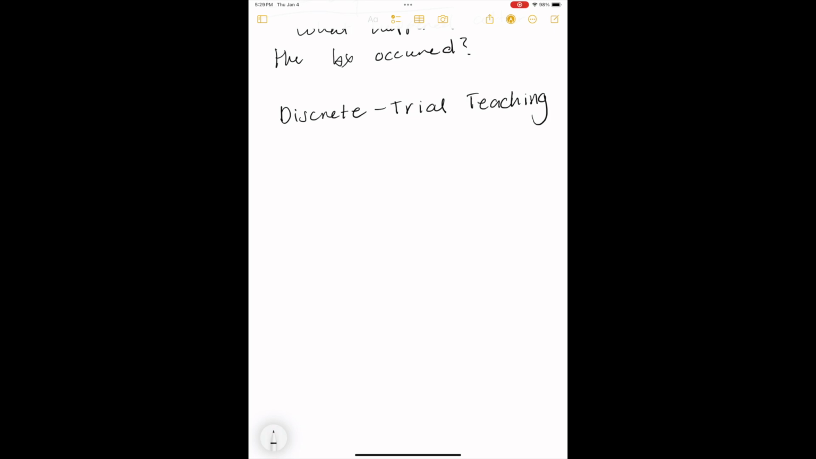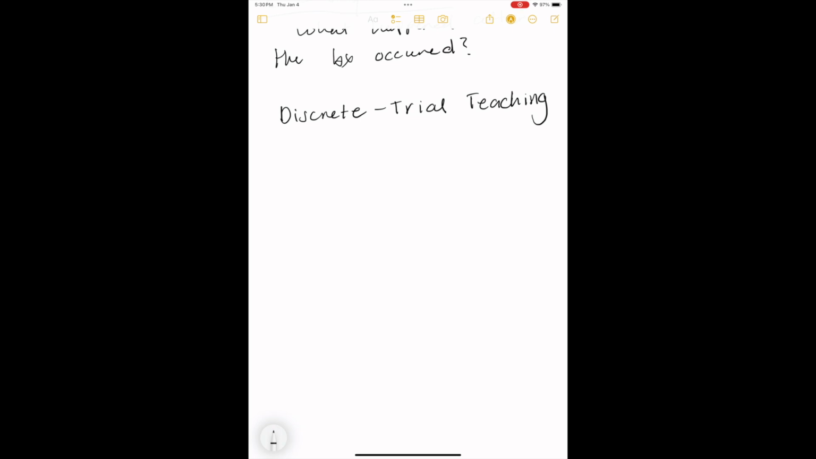And that's funny, I wrote it here as teaching. So, discrete trial teaching or discrete trial training, they'll accept either way. If they ask you what is DTT and you say training, and it's teaching, they're gonna accept that. They're not gonna mark it wrong because that's what you said. So when they say what is DTT, they don't want you to only say discrete trial teaching. They want you to give an example.